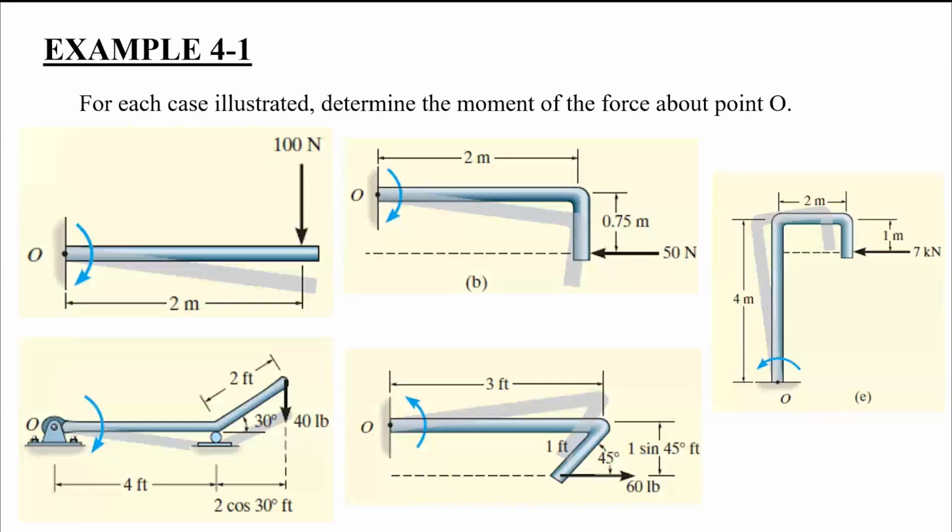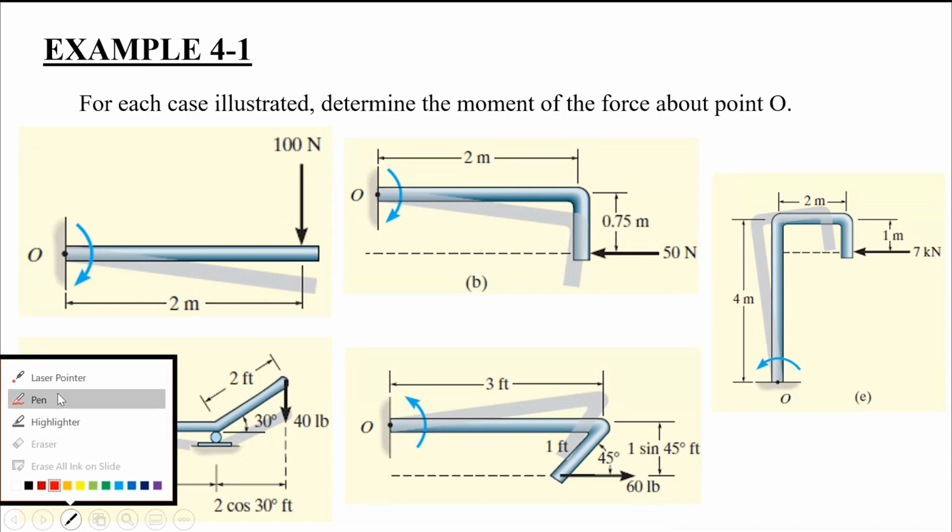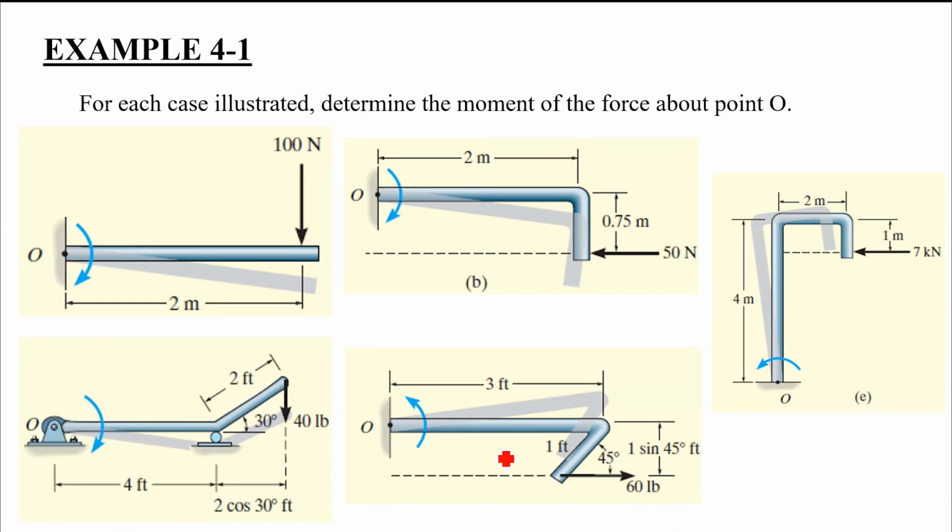अब हम थोड़ा सा एग्जाम्पल 4-1 देखते हैं जिसमें मुख्तलिफ कंडीशन आपको दिखाई गई हैं और हमने मोमेंट्स कैलकुलेट करनी है हर फिगर के लिए. सो फॉर ईच केस वी नीड टू डिटरमिन द मोमेंट ऑफ दिस फोर्स अबाउट पॉइंट O. सो स्टार्टिंग विद फर्स्ट ऑफ ऑल फिगर A जो कि आपको लेफ्ट में टॉप पे दिखाई गई है. So starting with this force which is having a magnitude of 100 Newton, and we need to calculate the moment of this force about point O.